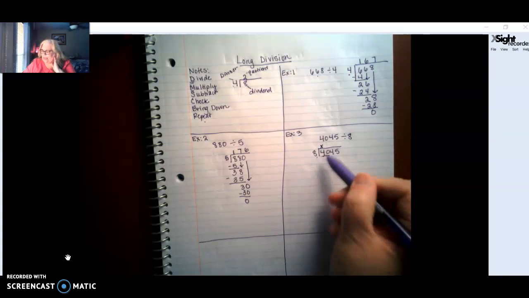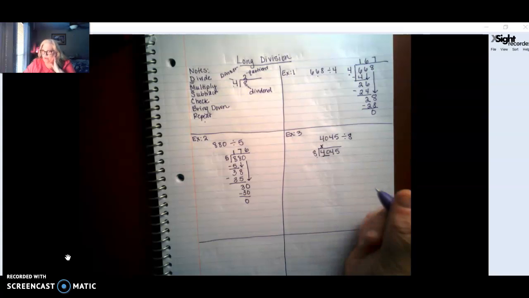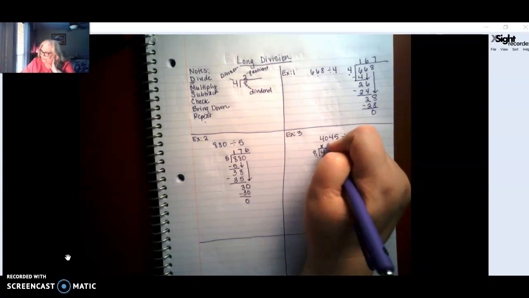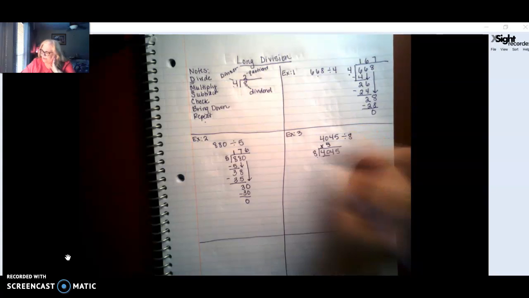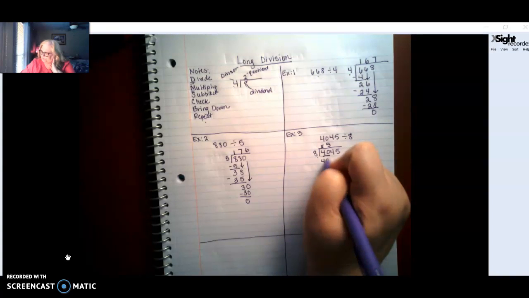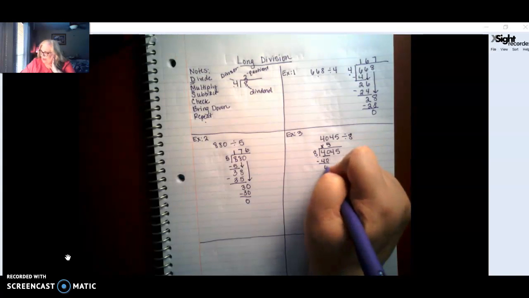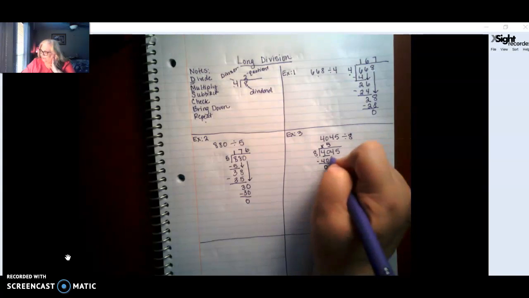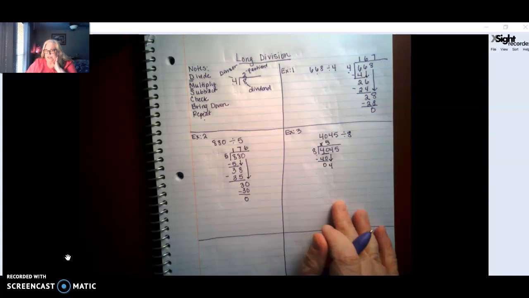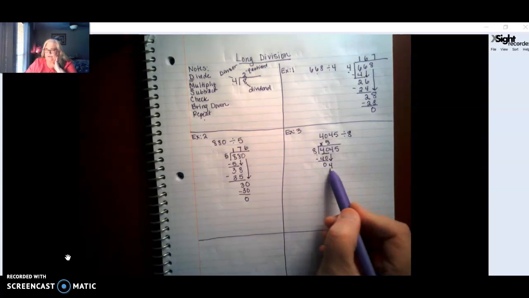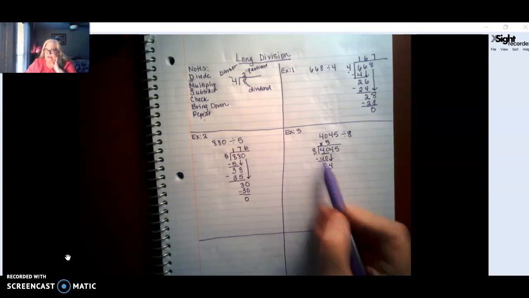How many times does 8 go into 40 without going over? Goes in 5 times. 5 times 8 is 40. 40 minus 40 is 0. I check. I bring down the 4. Now I have the same situation again. How many times does 8 go into 4? It can't. If the number on the outside is bigger than the number on the inside, you can't do it.